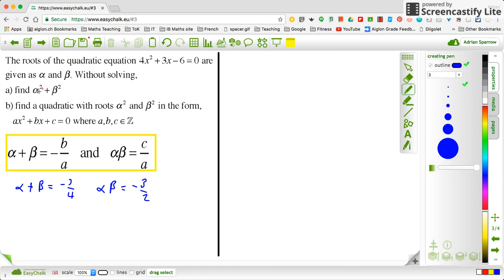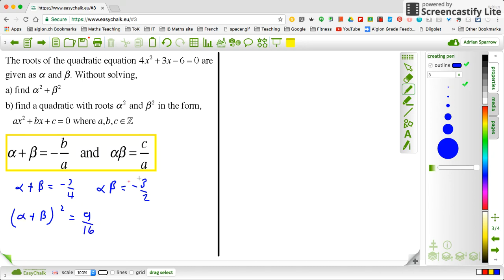Now, I want to find alpha squared plus beta squared. So I require quite a bit of algebra. It's all to do with quadratics. So I'm going to write down alpha plus beta squared, which is this one here squared. So I'm just going to square minus 3 over 4, which is going to give me 9 over 16.